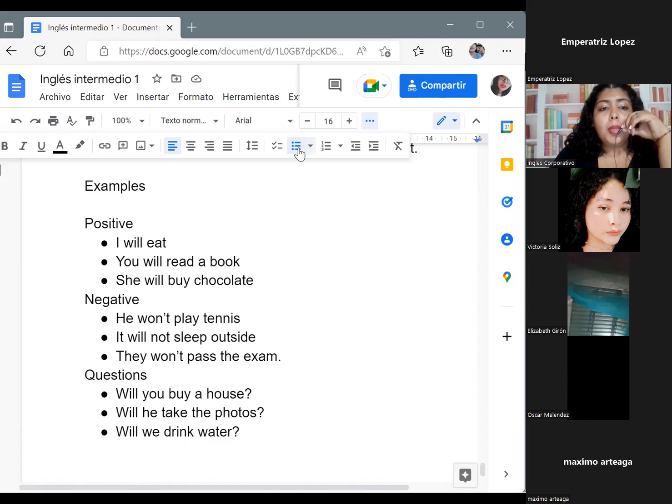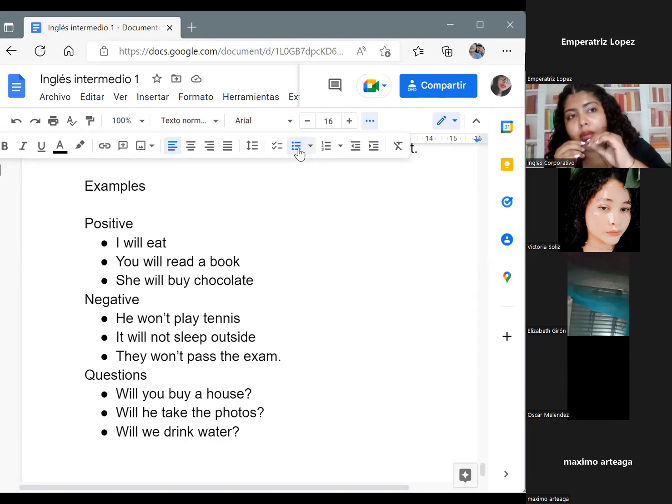Then for questions, we have, will you buy a house? Will he take the photos? And will we drink water? So in that case, we have a little change in the way we create questions because we are going to change the position of the words. And in this case, we are changing the auxiliary that is going to be at the beginning of the sentence. Then we are going to use the subject and then the verb and all of the things that we are using for the sentence and also adding the question mark.